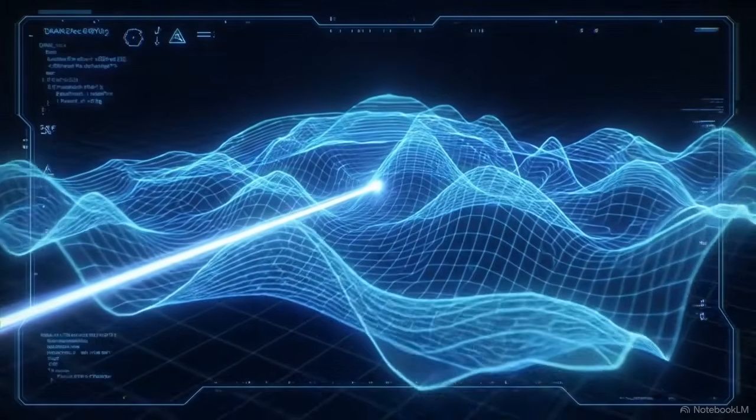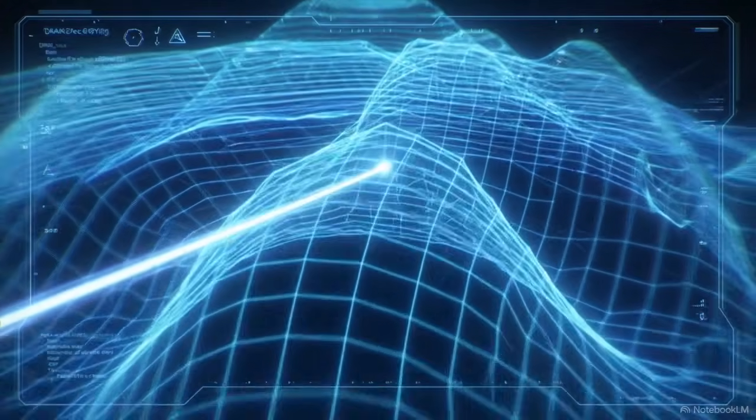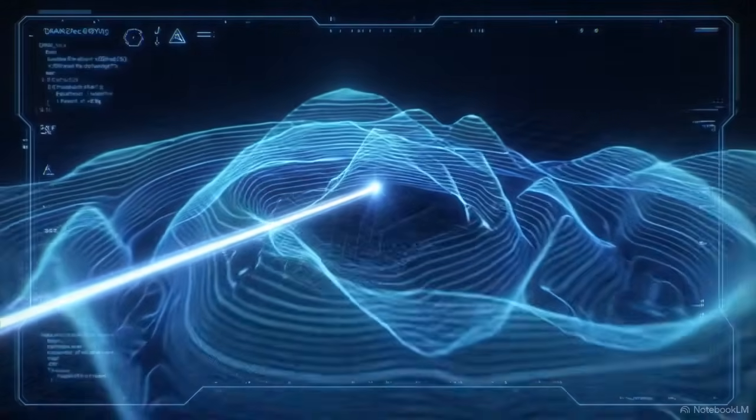Standard formulas are designed for perfect geometric ideals, which means we need a different framework to measure the irregular spaces found in the physical world.